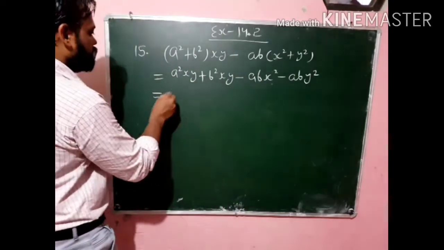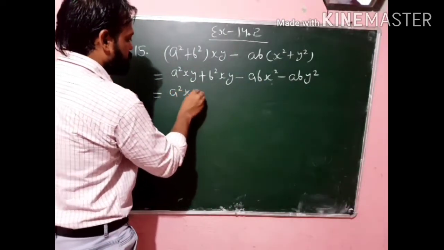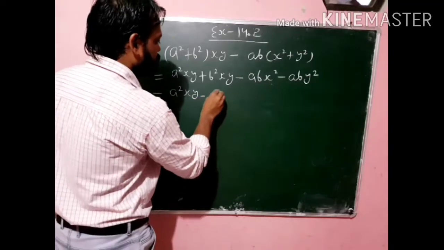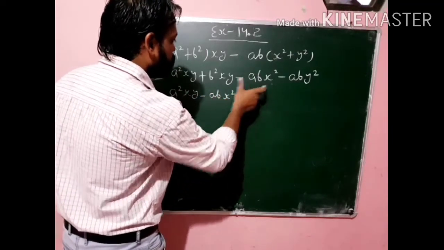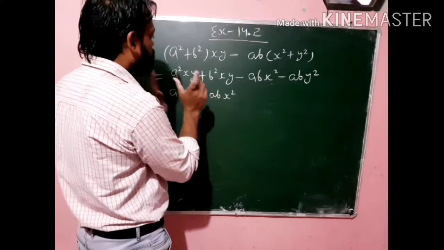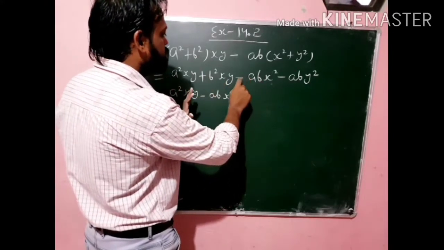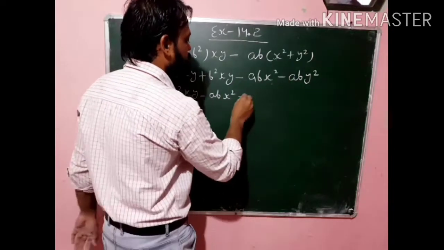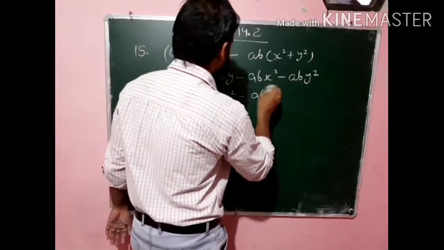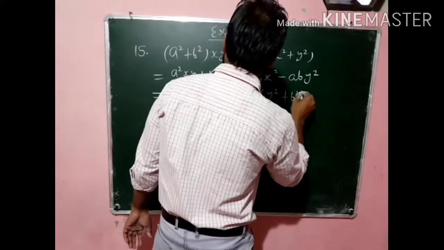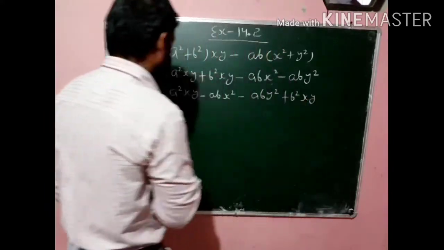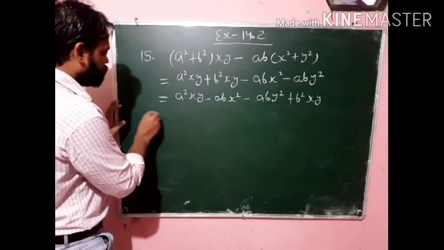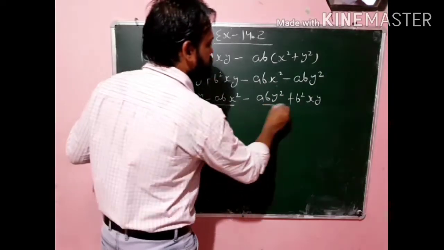Now you can see we will write down this a square xy and of course this minus ab x square in the first group. While changing the places, you have to write the sign as it is. You cannot change the signs. And then this minus ab y square and then this plus b square x into y. In this way you can make the groups. So this is the first group and this is the second group.